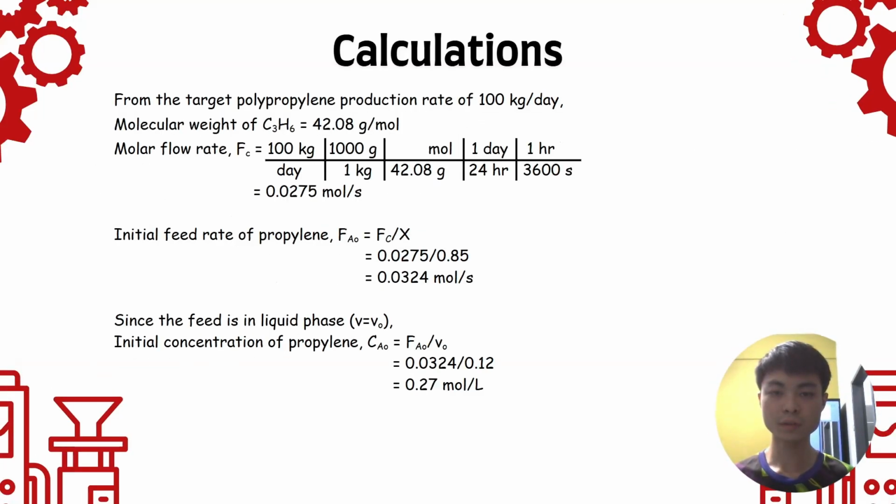So first we need to convert the 100 kg per day production rate to molar flow rate in mole per second by using the molecular weight of propylene, and we can get 0.0275 mole per second. And then we can calculate the initial feed rate of propylene by dividing the molar flow rate by the conversion. And since the feed is in liquid phase, we can calculate the initial concentration of propylene by using the formula F0 divided by V0 and get 0.27 mole.